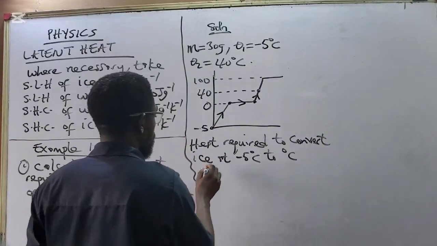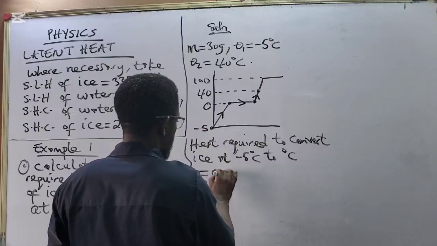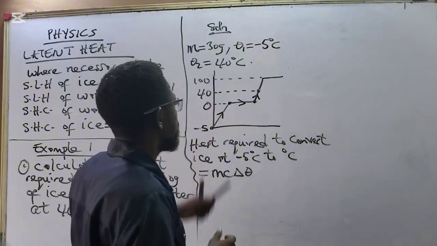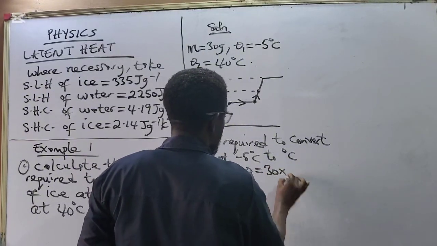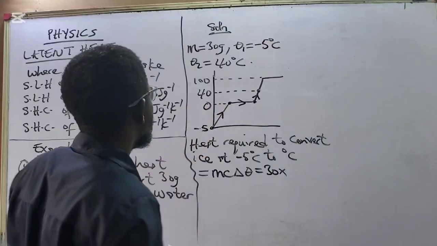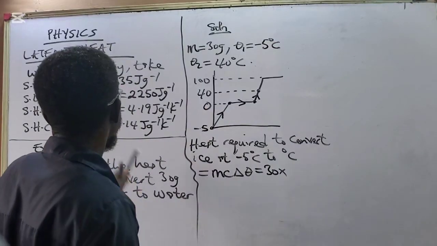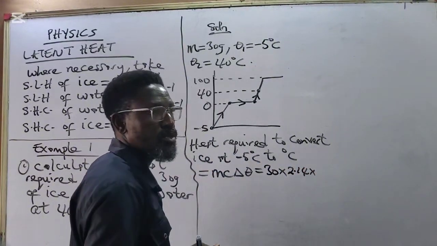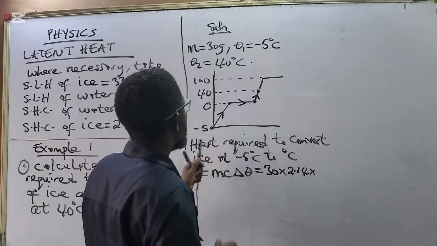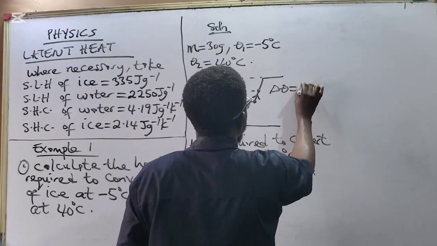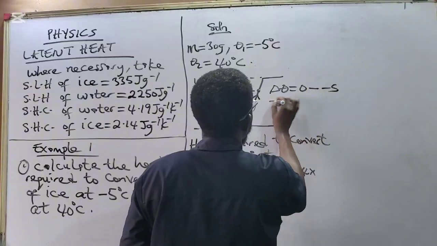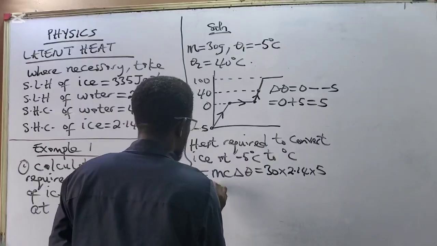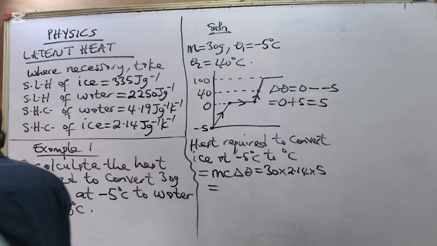So the first thing I'll do, I'll have mc change in theta because there's an increase in temperature. The mass of ice is 30 grams. So I have 30 times the specific heat capacity of ice, that is 2.14, times change in temperature. The change in temperature will be 0 minus -5, and that is 0 plus 5, and that is 5 degrees C. So we'll have that. We multiply that. If you multiply that, let's see what we get.